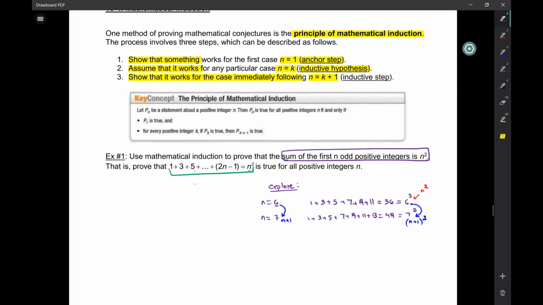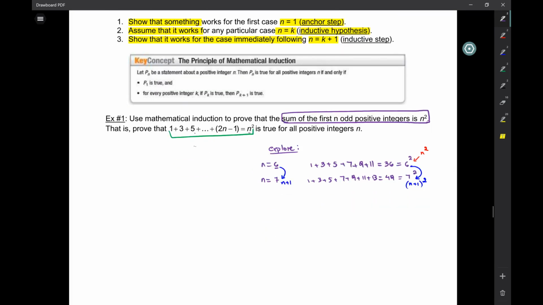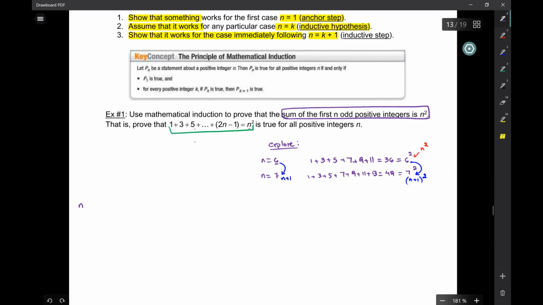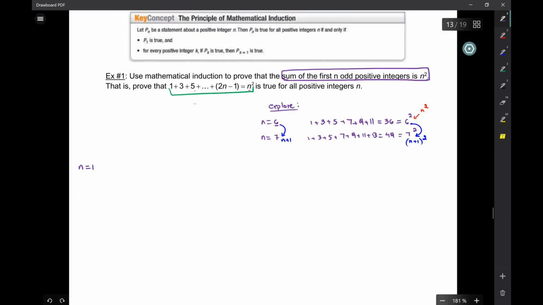So the first step is to show that something works for the first case, n equals 1. So when n equals 1, how does that green step look like? It's 1 on the left-hand side equals 1 squared. Is that a true statement? Yes. Okay, fine. Now you say, number 2, assume that it works for any particular case, n equals k.